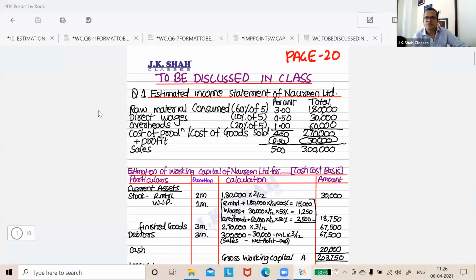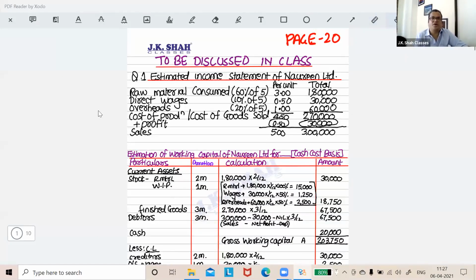Questions to be discussed in class. Okay, fine. How does the raw material consume? 60% of 5. How much will that come to? 3 rupees. What is the level of activity? 60,000 units. Correct, people? Level of activity would be 60,000 units. So that 3, I'll multiply by 60,000 units, it will become 1,80,000. What is told about direct wages? Direct wages are going to be 10% of 5, that is 0.5. 0.5 into 60,000 will come to 30,000.